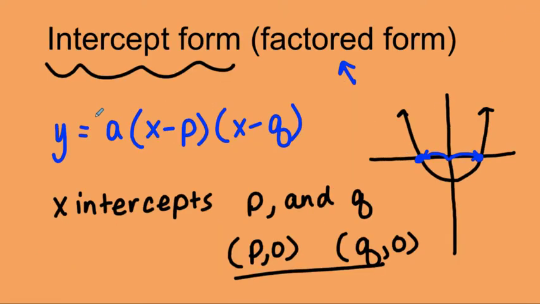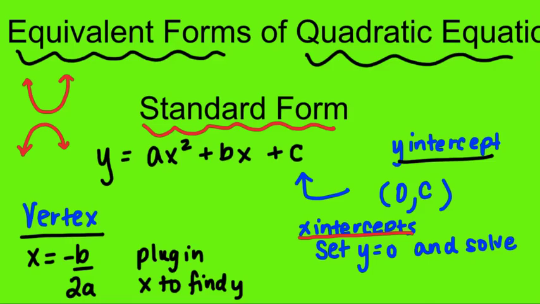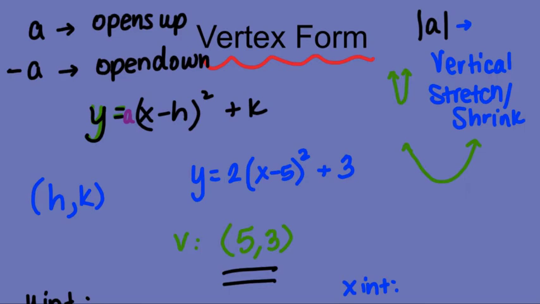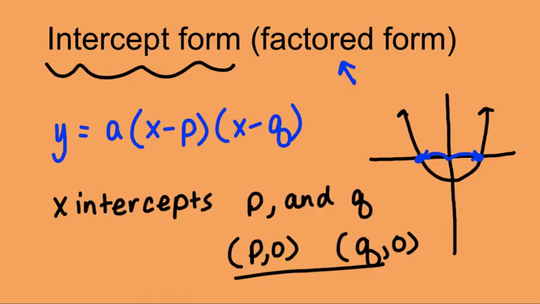All right, so these are the three equivalent forms. Standard form, ax squared plus bx plus c. I can see the y-intercept as a constant. Vertex form, y equals a(x minus h) squared plus k. I can see the vertex as a constant. And then intercept form, y equals a(x minus p)(x minus q), where I can see the x-intercepts as constants in the equations.